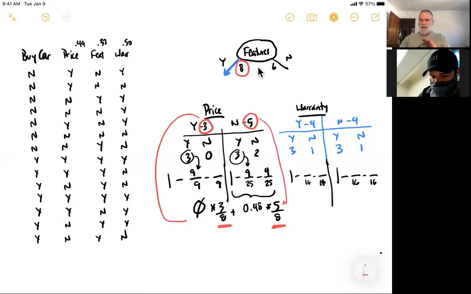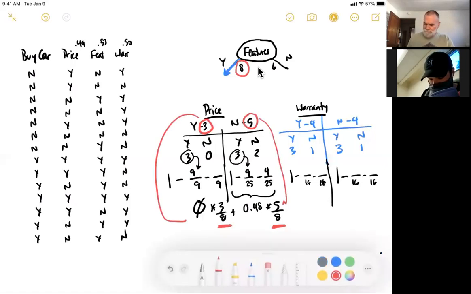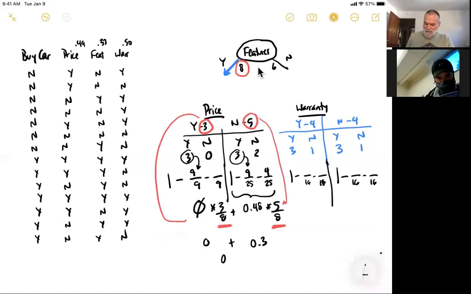So let me calculate this out now. It's going to be 0.48 times 5 divided by 8, 0.3. 0 plus 0.3, so that gives us 0.3, of course. So for price at the second level of this decision tree, that has got a 0.3 Gini score. Now let's just repeat that over on the warranty side too.